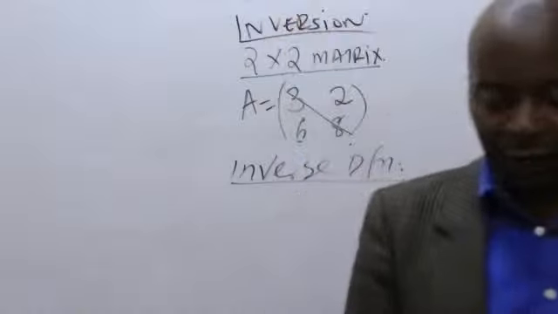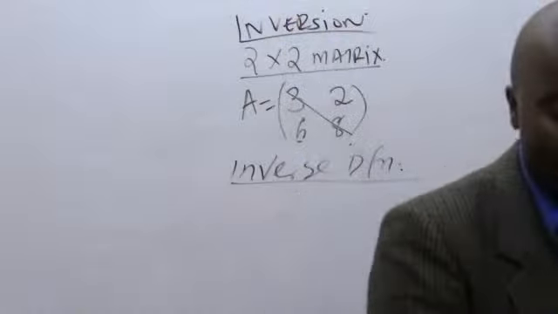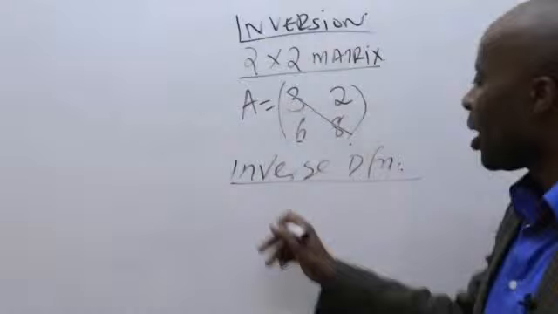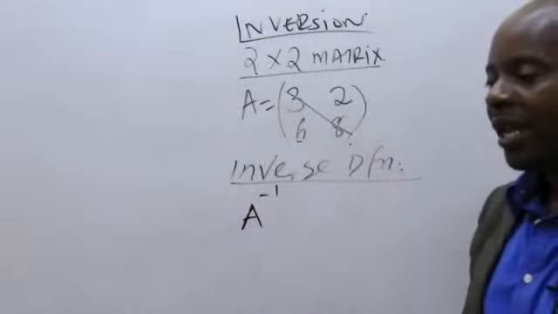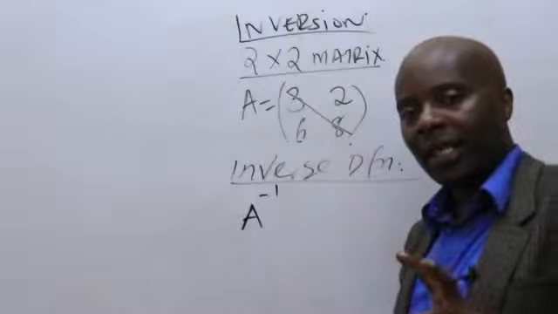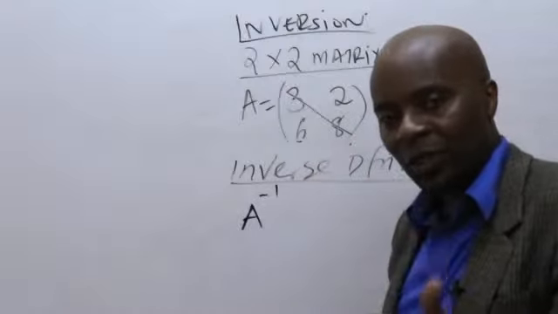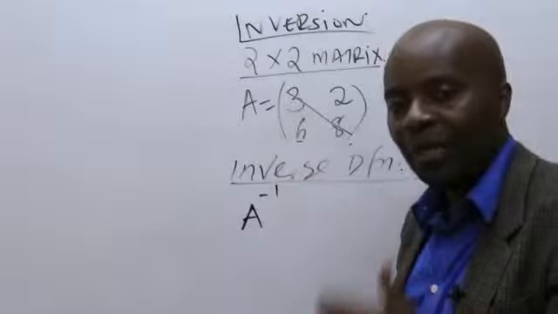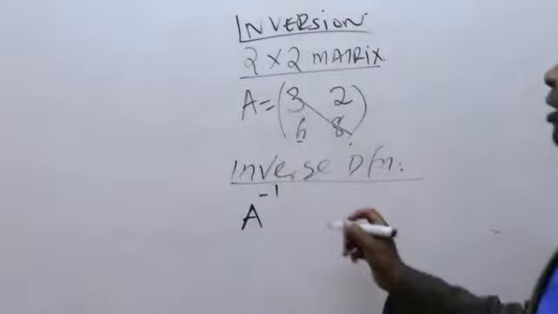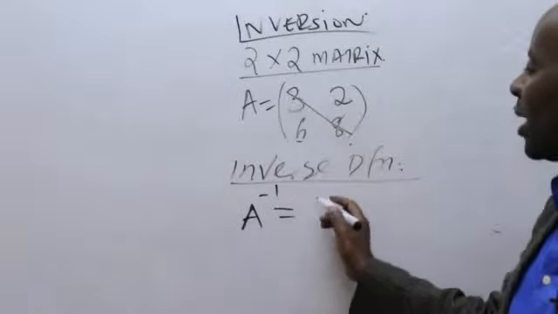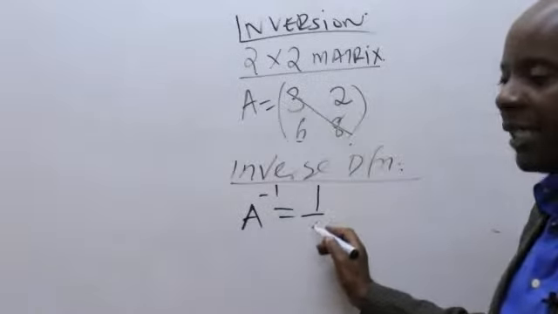The inverse definition, what do we have over here? We normally write it like this, A raised to minus 1. Whenever you see a letter A raised to minus 1, that's the inverse of A, or B raised to minus 1, that will be the inverse of B. So ladies and gentlemen, the inverse of A here will be equal to what? It will be equal to 1 over the determinant.